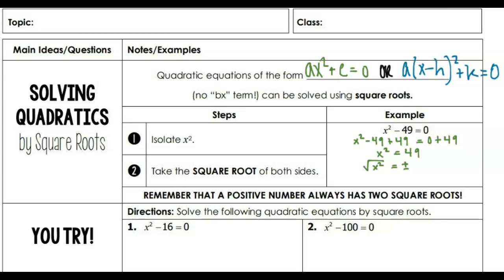Now when you take the square root of a number, I have the note down there: remember that a positive number always has two square roots, the positive and the negative of that. So in this case, it's going to be both the positive root of 49 and the negative root of 49, which really gives us plus or minus 7. When we write our solution, we include both of them separately, negative 7 and positive 7. So this is an example where we would have two roots with this function.